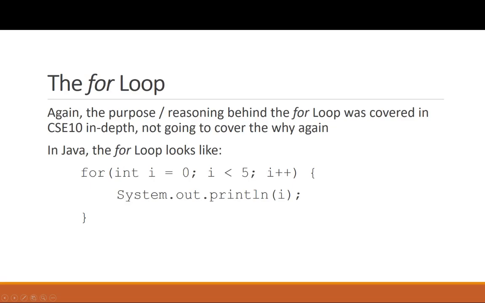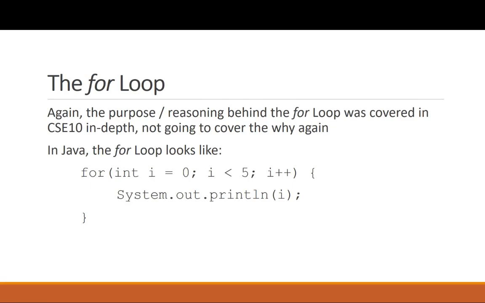The for loop, again, the purpose behind the for loop was covered in Computer Science 10 in depth. I'm not going to cover the why again. However, in Java, the for loop is a lot different than in Python, so we are going to go over that. You'll see we have our for loop, and then we have our variable being initialized and declared in our condition. So we have for, and we've put our variable int i. We've set that to a value of 0.